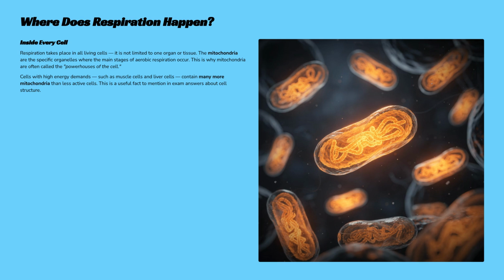Respiration occurs in all living cells, not just one organ or tissue. The mitochondria are the organelles where the main stages of aerobic respiration take place. They are the powerhouses of the cell. Cells with high energy demands, like muscle and liver cells, contain many more mitochondria than less active cells.